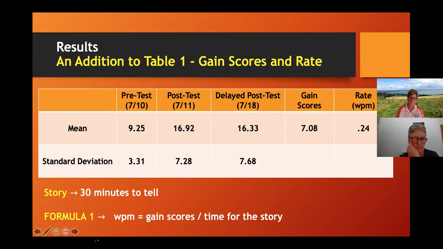Okay. Everybody understand that? If you don't understand that, it's okay. I understand some teachers get a little nervous about statistics and calculations and things like that. I try to keep these calculations as simple as possible.